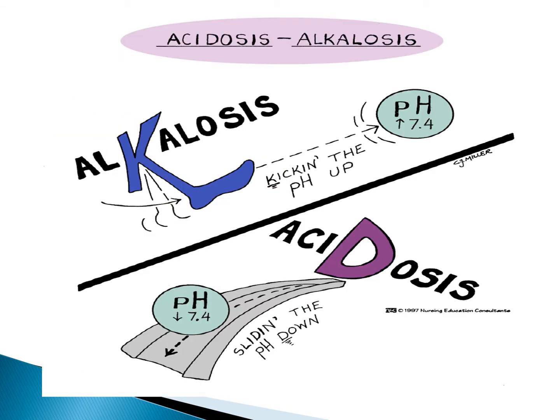This here is just a picture to help you remember: alkalosis is kicking up the pH, so it's going to be a pH greater than 7.4, and acidosis is sliding the pH down. I don't know if this helps when you look at the slide, but alkalosis is going to be a higher pH, and if you're acidotic, you're a lower pH.